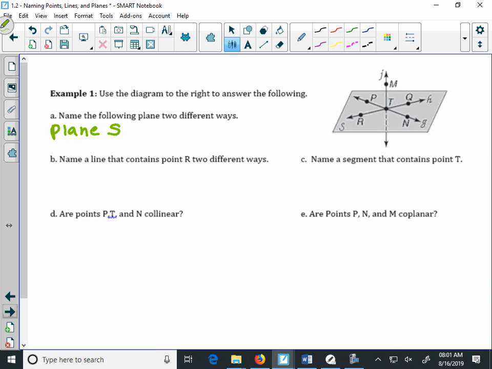Josh, use that fancy capital letter, plane S. Again, there's no dot next to that fancy capital letter, so it is not a point. It's just there to represent the plane. What's another way we could name this plane?